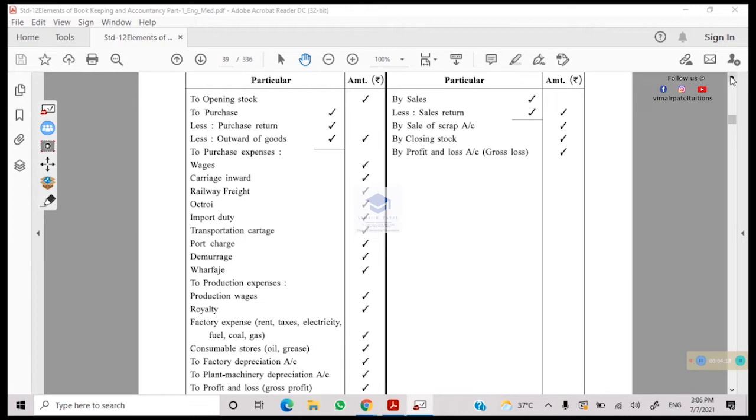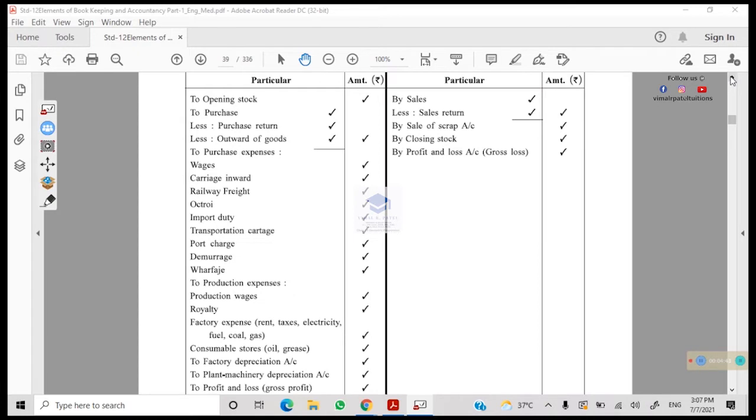Then expenses related to production, manufacturing expense. Expenses incurred in factory, in manufacturing house. Production wages, royalty, factory expense, rent of factory, taxes of factory, electricity consumption, fuel, coal, gas, power, then consumable stores, oil, grease, depreciation of factory building. In some cases, plant and machinery depreciation will be debited to trading account.